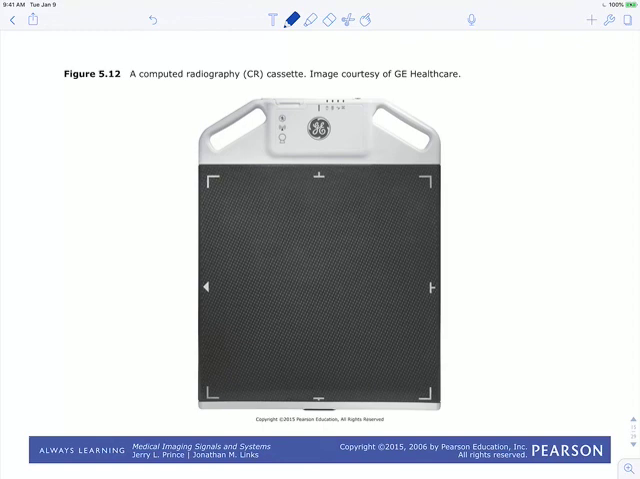So that's what a cassette looks like. The nice thing is they can make it the same dimensions as an X-ray film, so the technologists feel like they're just doing the same thing. But in fact, what they do is they take this cassette and then put it into that scanner later, and then all the images go into the computer.